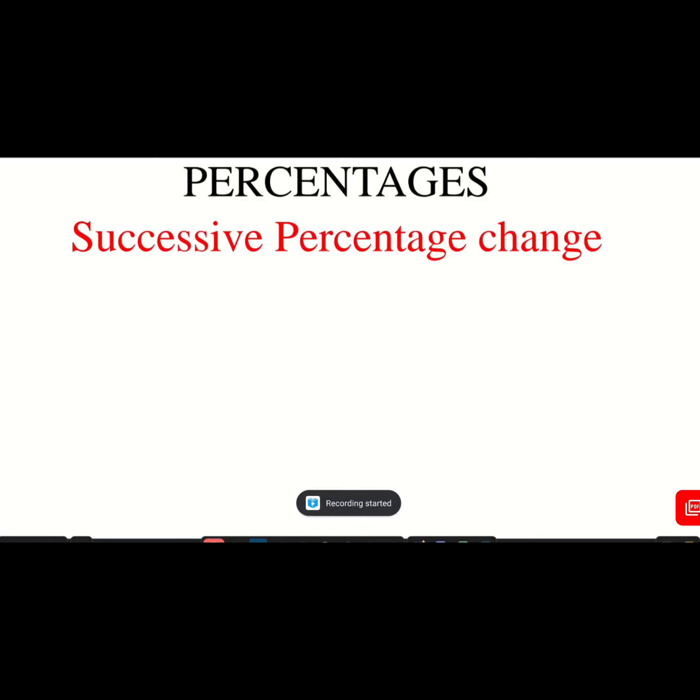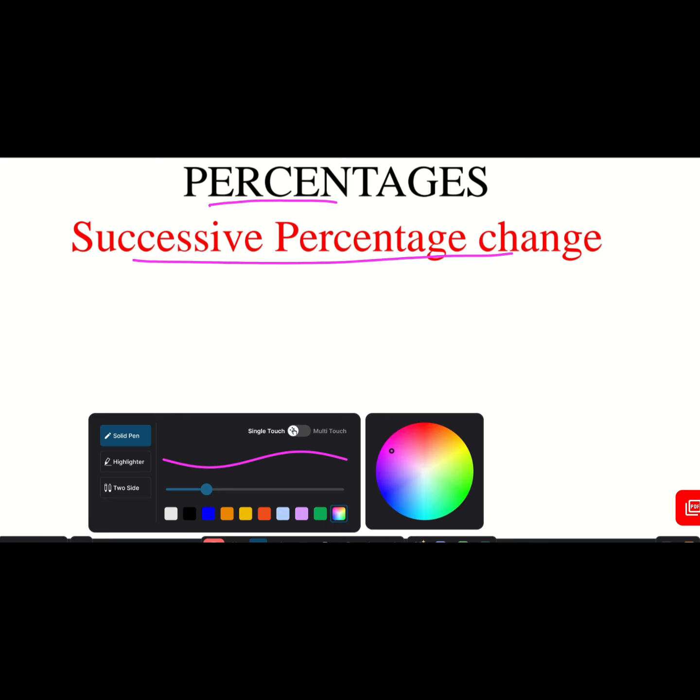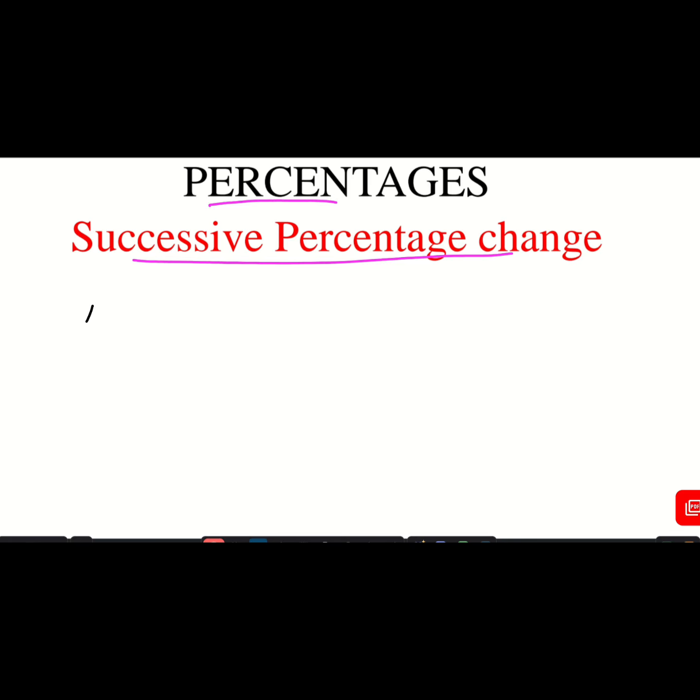Now we'll discuss successive percentage change. What do you mean by successive percentage change? Let's see. A to B, 10 percentage increase, B to C, 20 percentage increase. What is the overall percentage change?